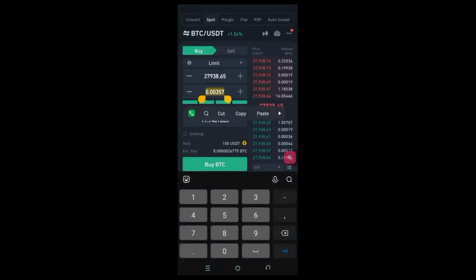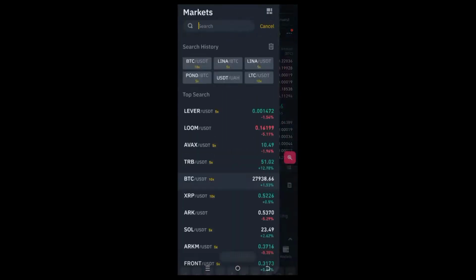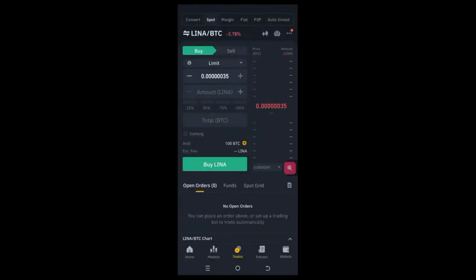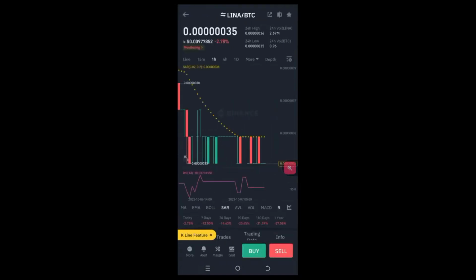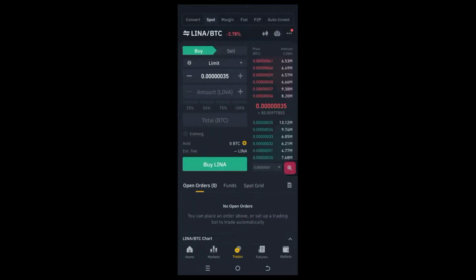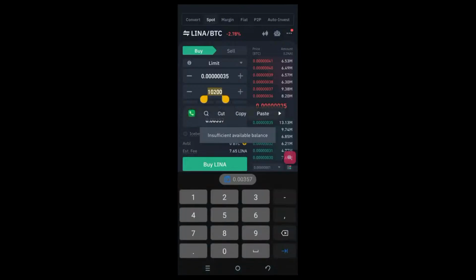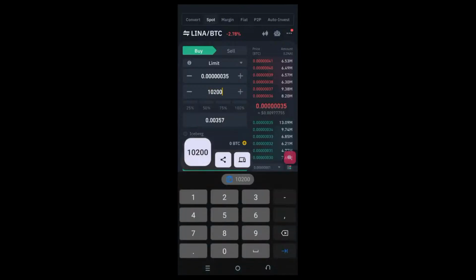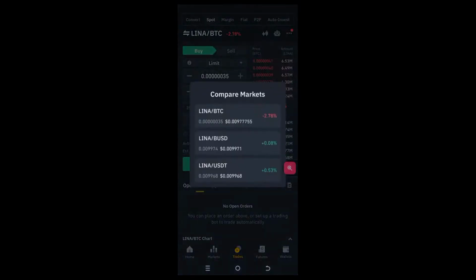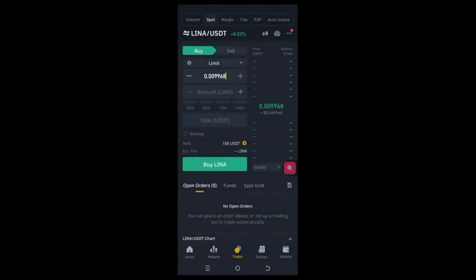Then let's go copy it and then go to Lena BTC. Where are you? All right, here it is. Beautiful. I hope this is going to work for us because that's going to make it all make sense. Let's put that in here quickly and buy. Make it snappy. That's 10,200. Let's copy that and quickly go and see how much this will give us in Lena USDT. I hope this is going to work.